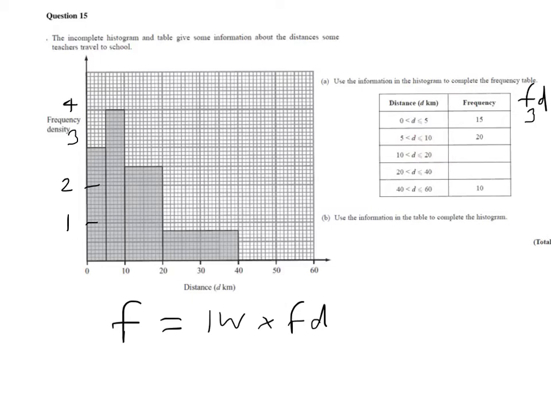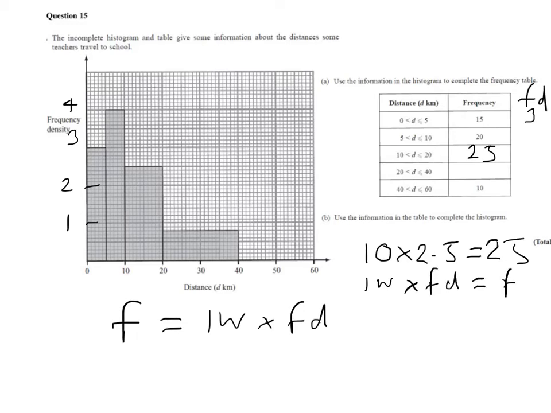So we've got the density is 10 to 20, so let's just show you what I mean there, from 10 to 20, and that is a width of 10, and that comes to a frequency density of 2.5. So the frequency there then would be 10 times 2.5, which will give me a frequency of 25. So that's my interval width of 10 times my frequency density, giving me my frequency.